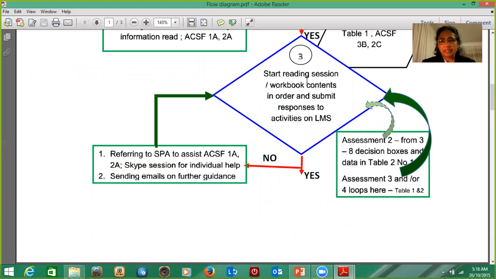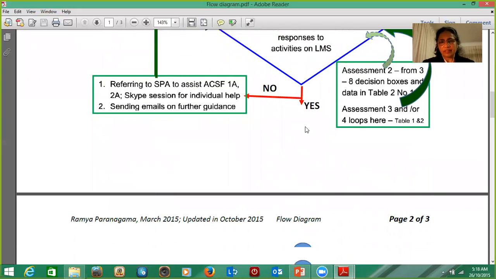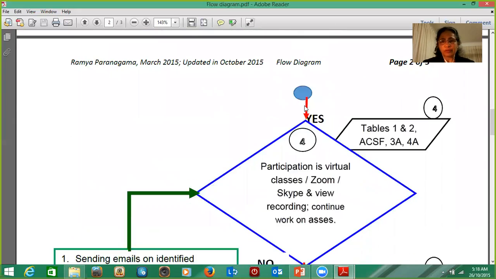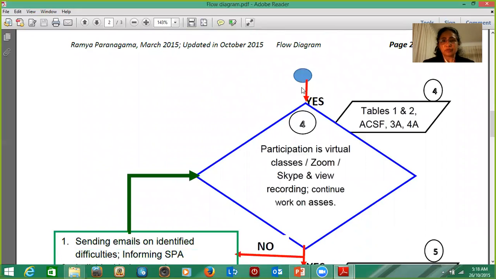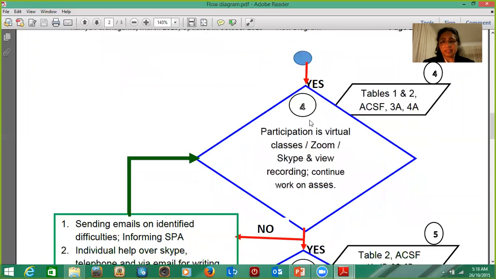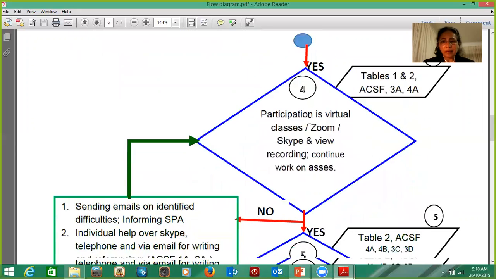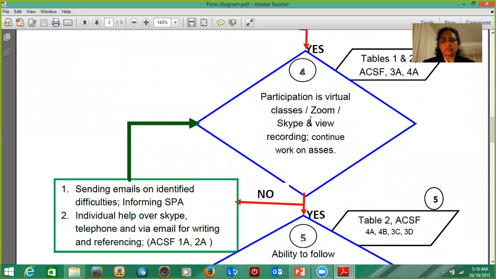Now, once it is getting to the third stage, from the third, reach the fourth one. Here I have used the connector because it is in two pages. So the next one is instructions sent to participate in virtual classes, right? Can they follow those instructions in virtual classes? And then can they apply the information gained in problem solving? The problem solving are the assessment tasks that they are doing.